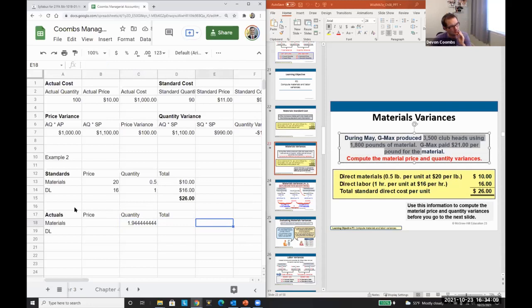So we used, sorry, I put it the wrong way, 1,800 divided by 3,500. So a little more than we were expecting, right? And we paid $21 per pound on the material. Our total cost was $10.08 per unit.